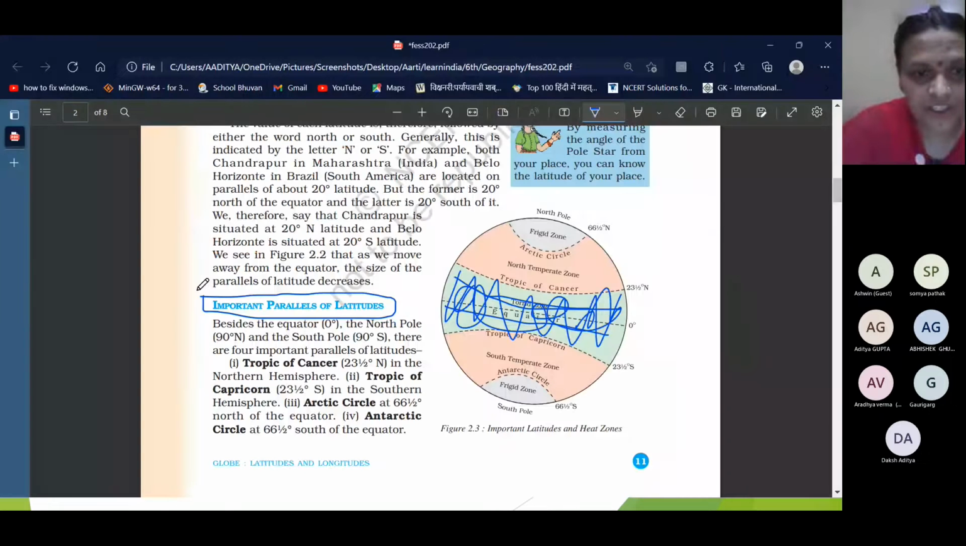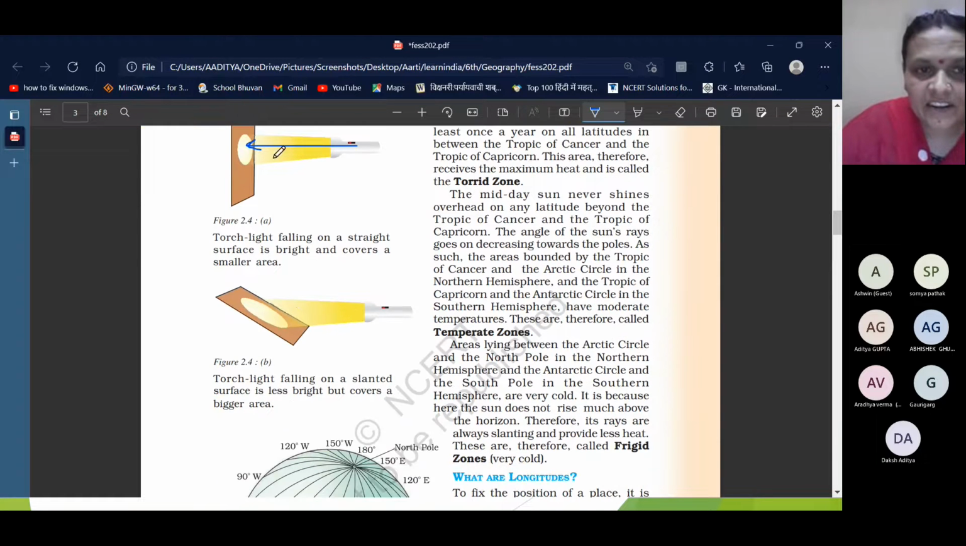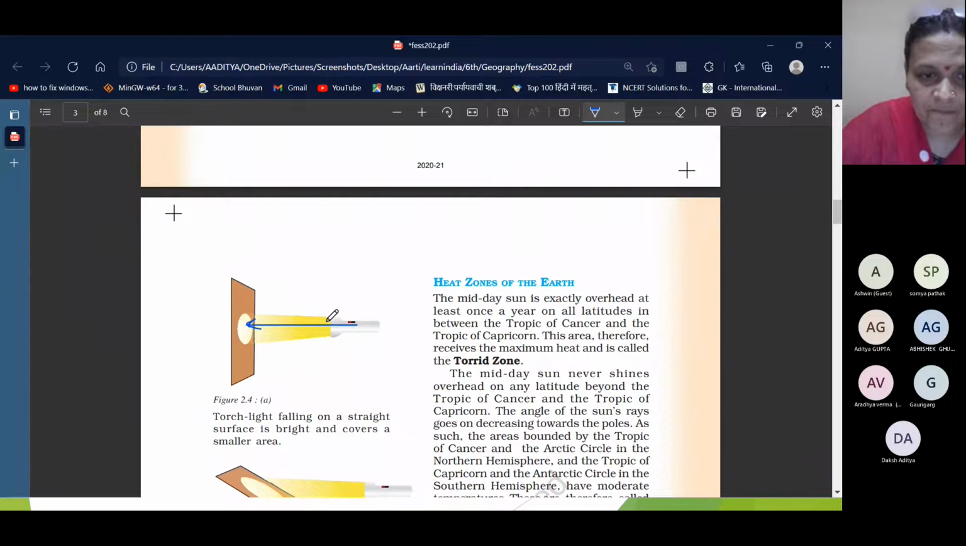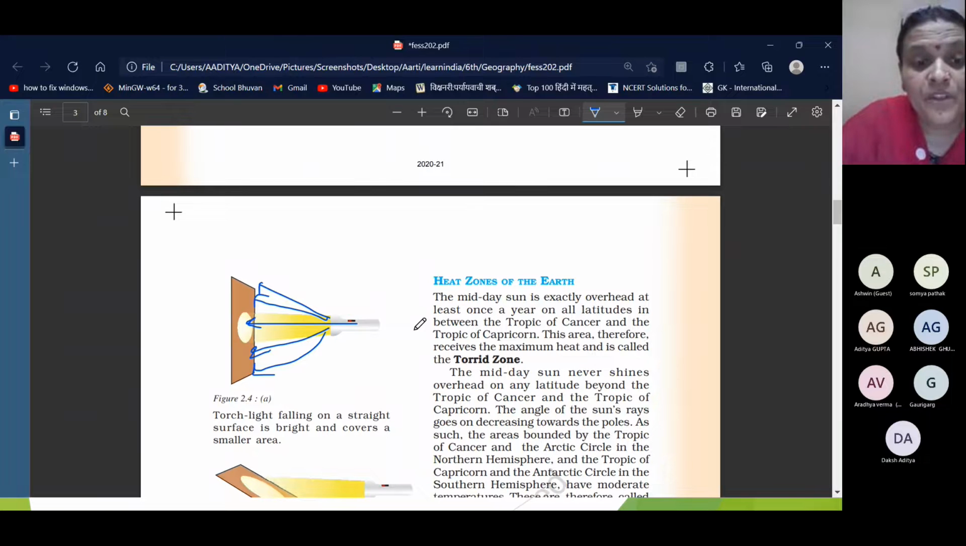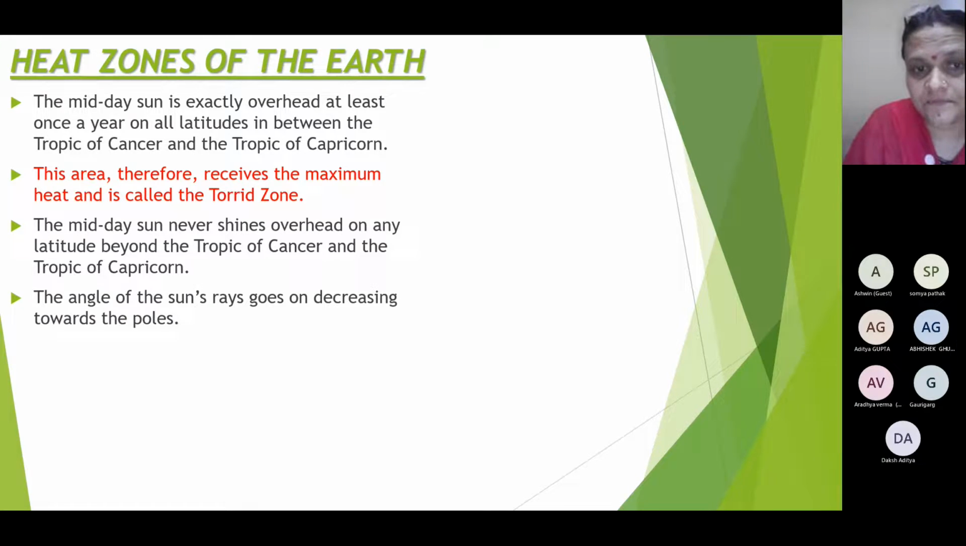Here you see this picture. This is the equator, the sun falling on the equator. But here the slant rays go this side. This side will definitely be slant rays, right? Here will be slant rays. So wherever slant rays are falling, those rays are not going to produce as much heat as they are producing in the torrid zone.